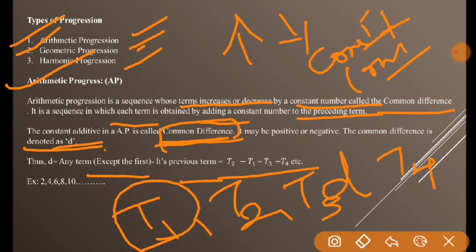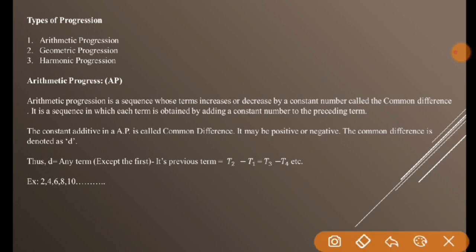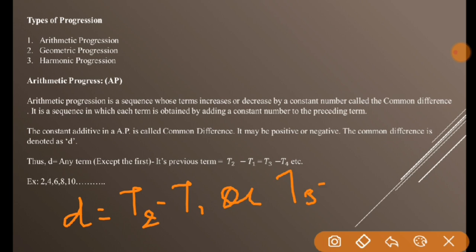Except the first term, we can consider all other terms to find the common difference. Here I have taken the example 2, 4, 6, 8, 10. So how to find the common difference for this? D is equal to T2 minus T1, or you can take T3 minus T2, any one except the first one. So I am not considering the first one.